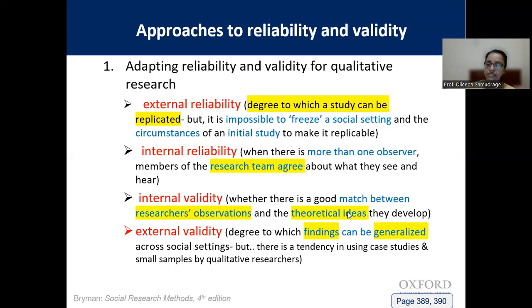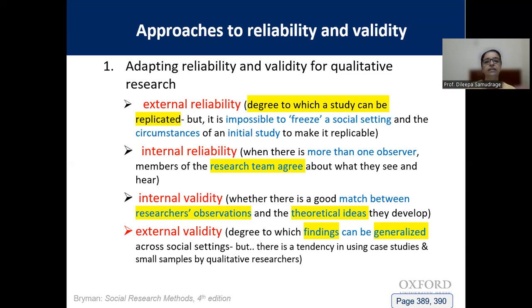I told you sometimes you can test a theory, right? As I explained earlier, if you study EMA adoption using institutional theory, and you can relate institutional theory with the findings, then there is internal validity. Likewise, you can establish internal reliability and validity using these things, right? External reliability, internal reliability, internal validity, and external validity. External validity means the degree to which findings can be generalized. But in qualitative research, you cannot generalize the findings because the findings only relate to a specific case, right? So those are the things you have to follow when you adopt reliability and validity in qualitative research. You have to check whether there is external reliability, internal reliability, internal validity, and external validity.